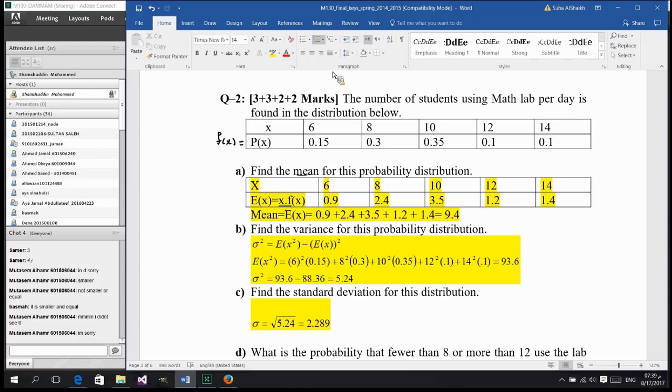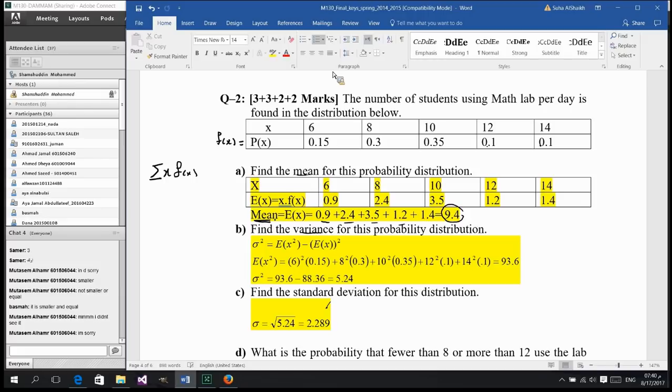The mean is the sum of x times f(x). So 6 times 0.15, 8 times 0.3, 10 times 0.35, 12 times 0.1, and 14 times 0.1. Add everything together, get the result that will give you your mean. Easy. Find me the variance now.